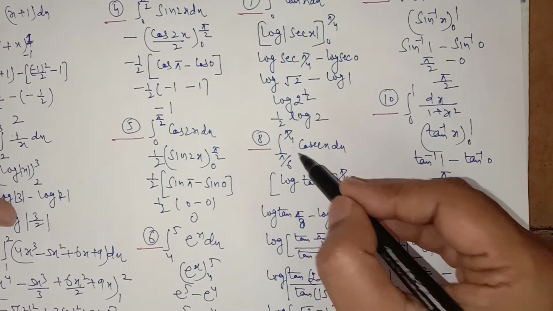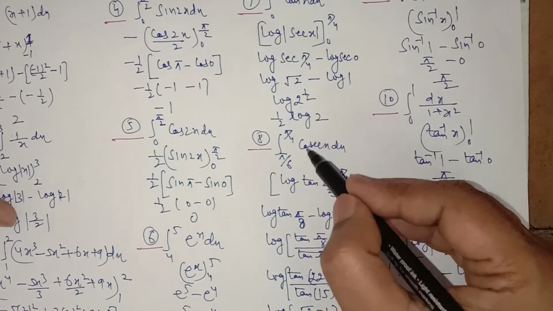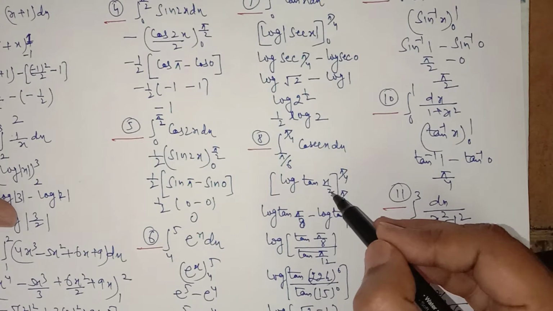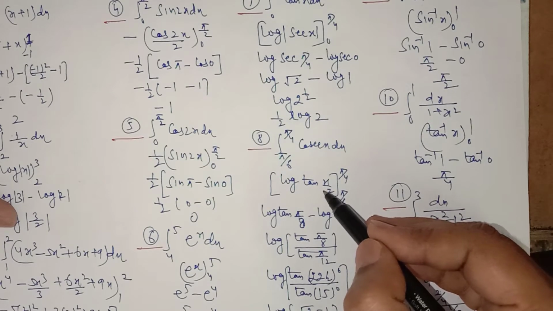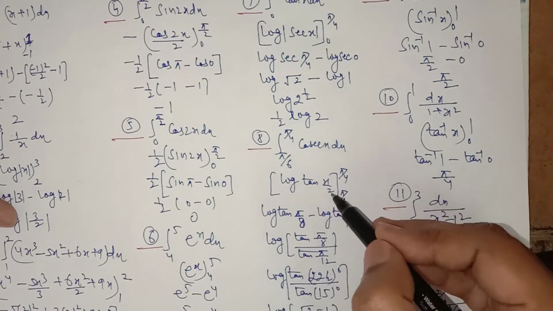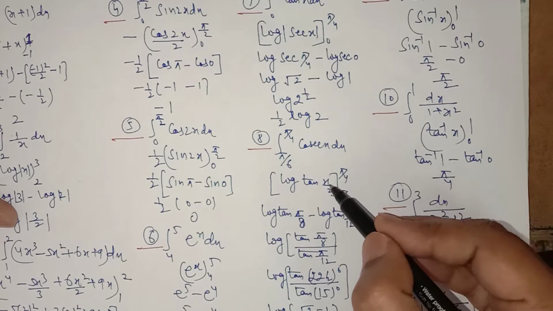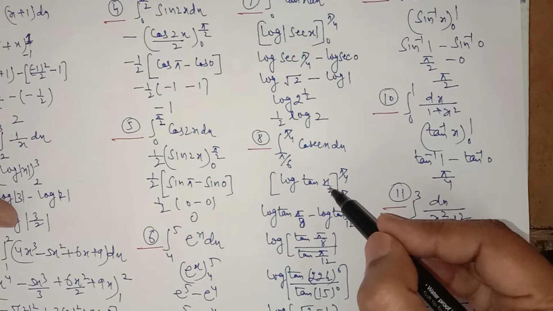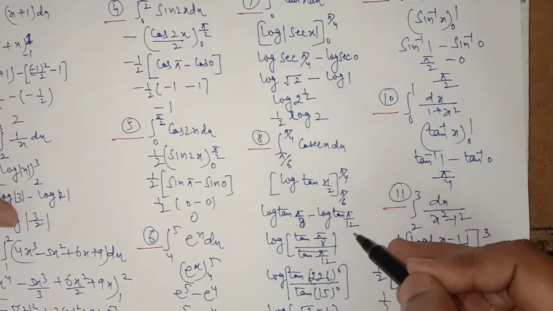Now the integral from pi by 6 to pi by 4 of cosec x with respect to x. You know the integral of cosec x, which is log tan x by 2, it is also log cosec x minus cot x. Log tan x by 2, replace the upper limit by pi by 4, it becomes pi by 8, and the lower limit is pi by 6, so it becomes log tan pi by 12.